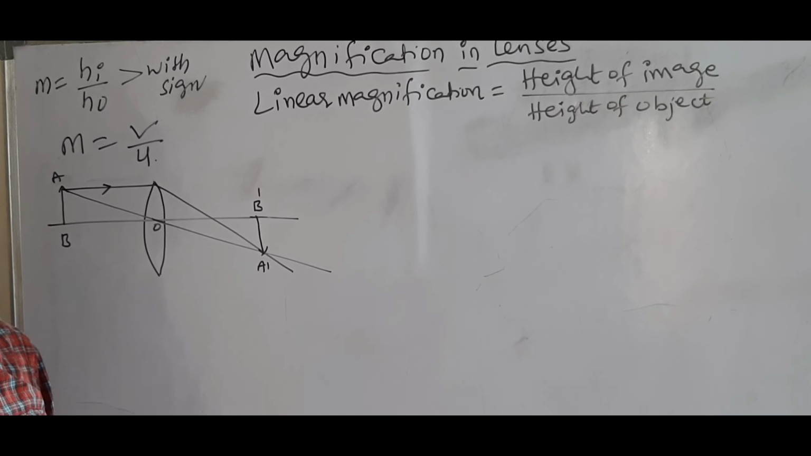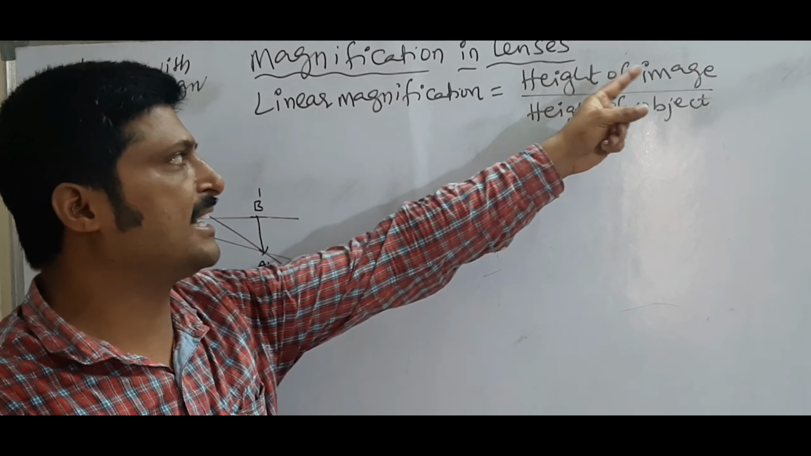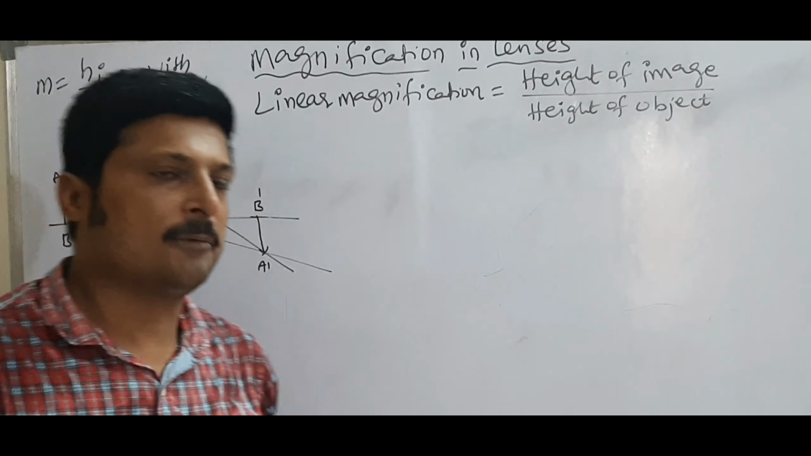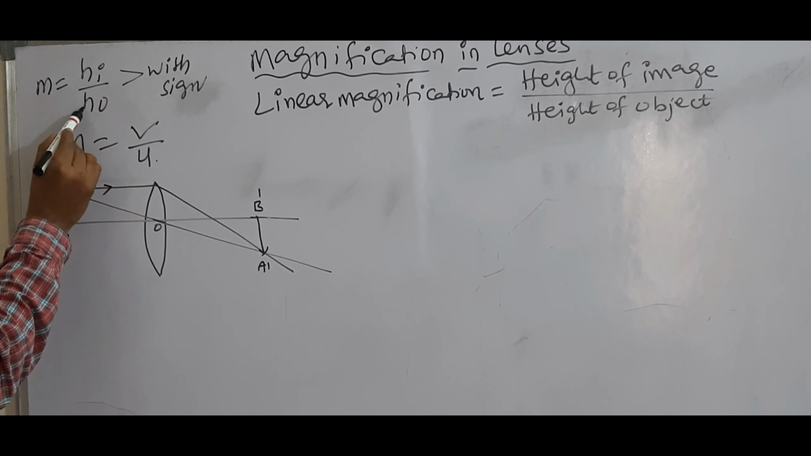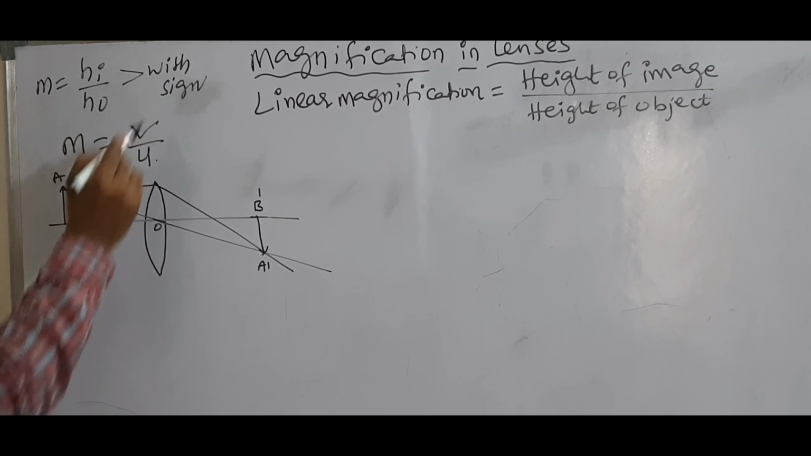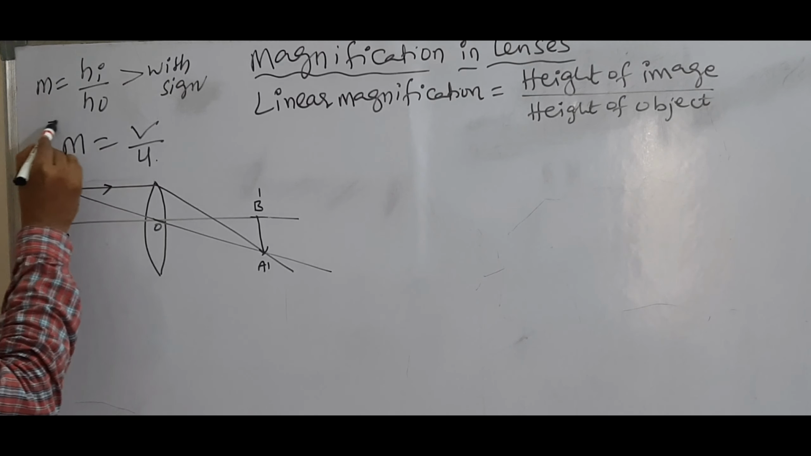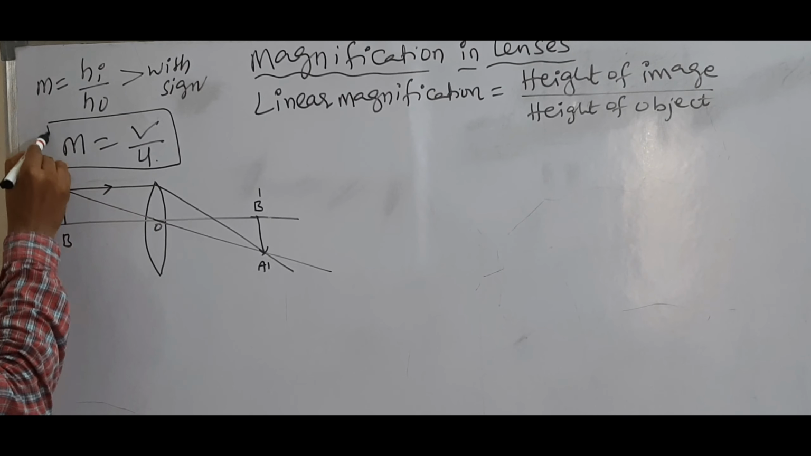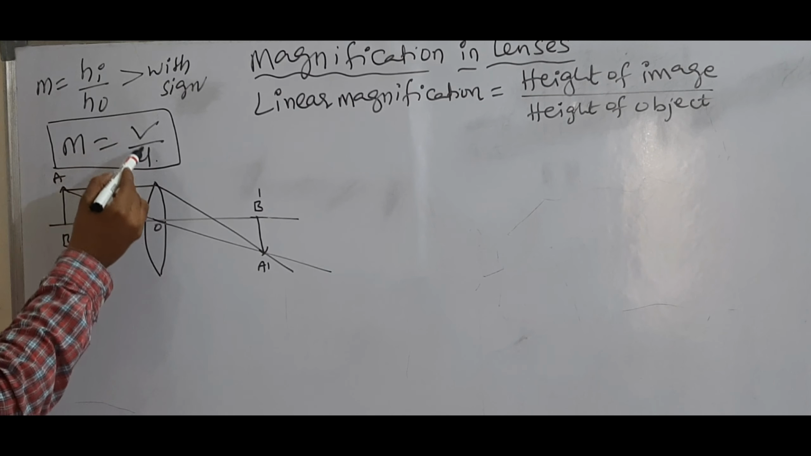In lenses, already you know linear magnification is equal to height of image by height of object. So this is referred to as magnification, m equal to height of image by height of object. But with proper sign, we have to apply sign. So another formula is there for magnification in terms of object and image distances. So magnification is equal to v by u.